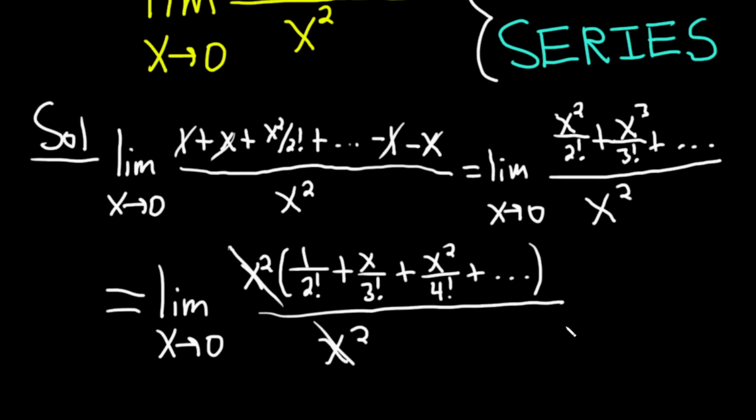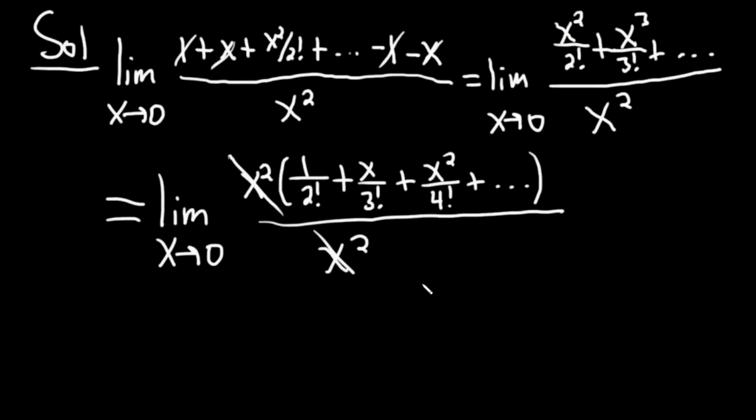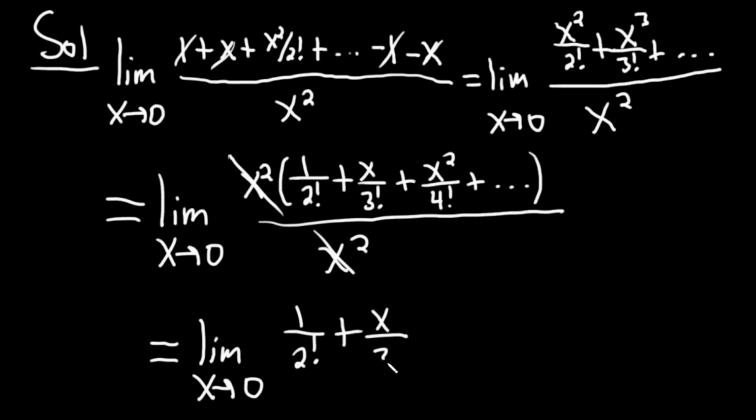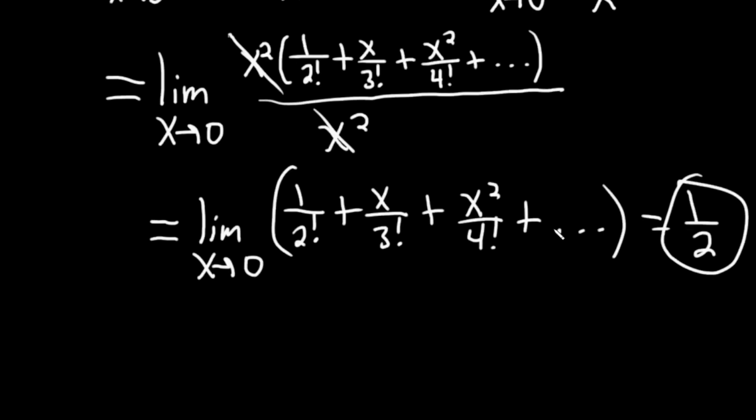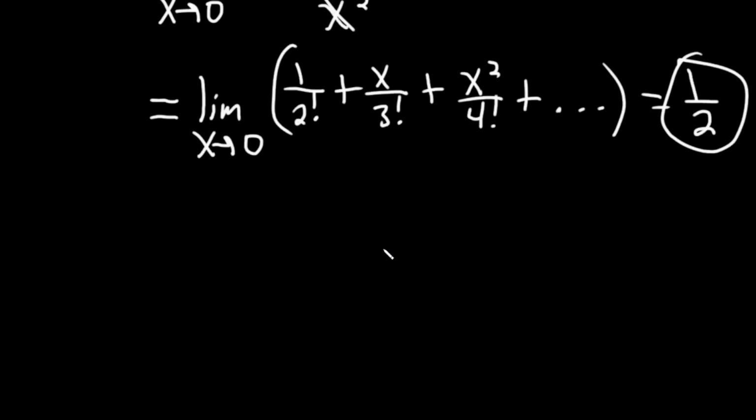These go away. So this is going to be equal to the limit as x approaches 0 of 1 over 2 factorial plus x over 3 factorial plus x squared over 4 factorial plus... And then you can plug in 0, so you just get 1 over 2 factorial, which is 1 over 2. And so there is your answer of 1 over 2.